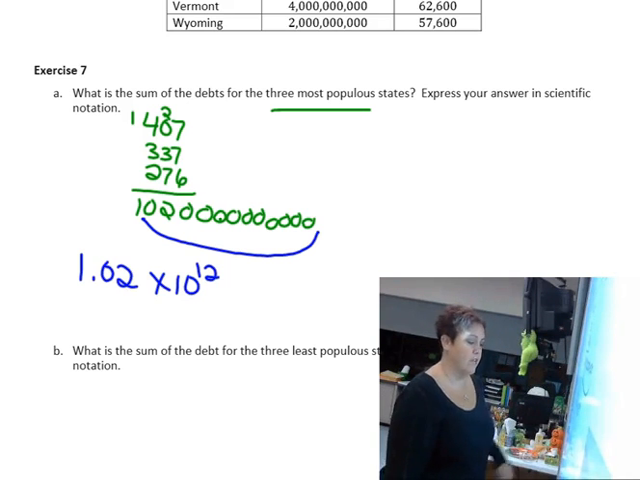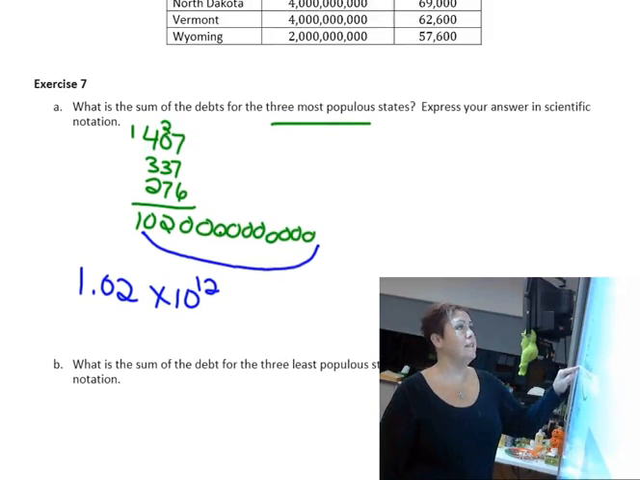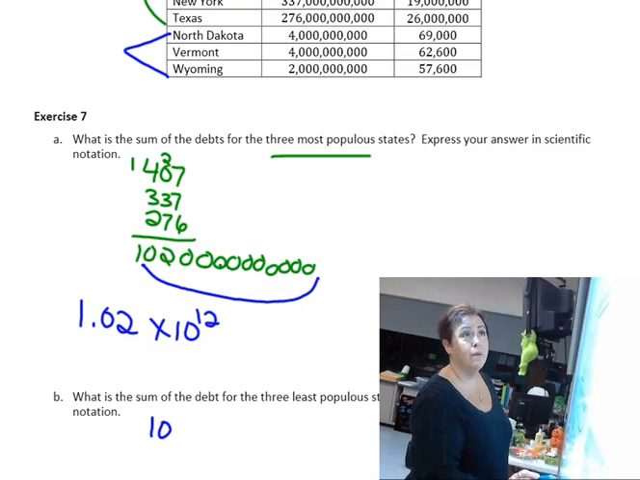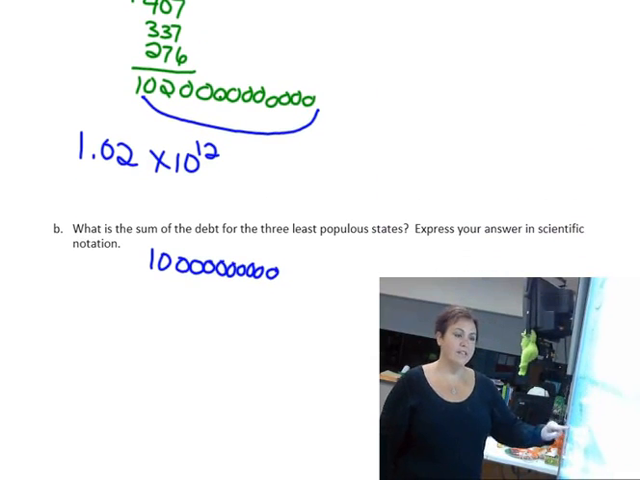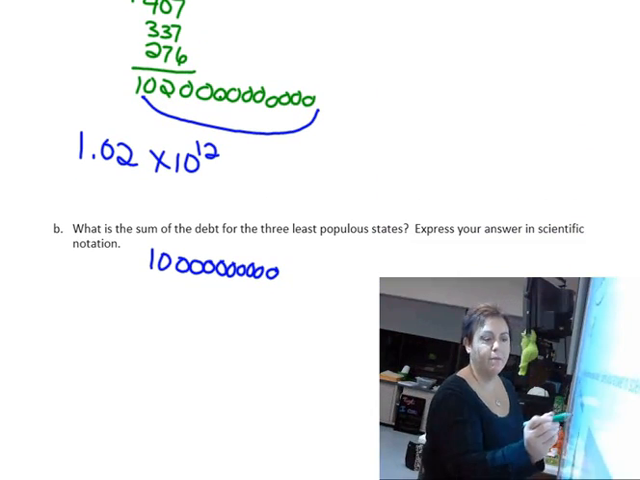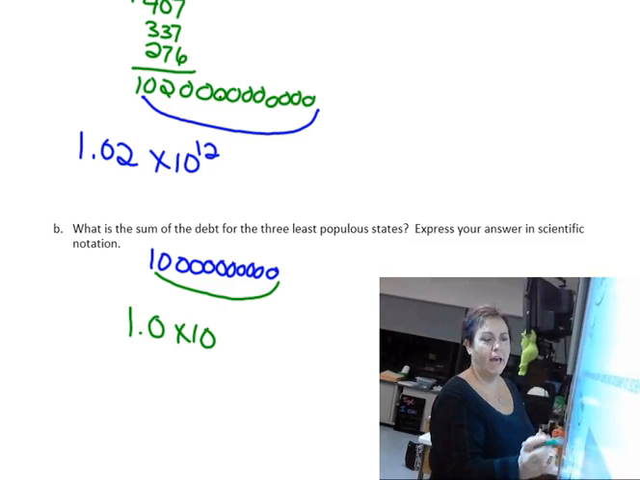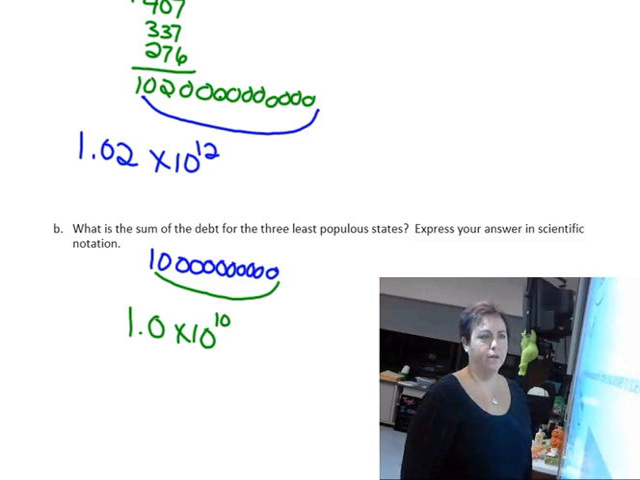Correct scientific notation. What is the sum of the debt of the three least populous states? So that's going to be these three. Again, I'm going to add those together, the 4, the 4, the 2, that's going to be 10. And then we have our 9 zeros: 1, 2, 3, 4, 5, 6, 7, 8, 9. This time, I'm going to move my decimal point from the end to in between, 1.0. You drop all the extras, times 10, 1, 2, 3, 4, 5, 6, 7, 8, 9, to the 10th power.